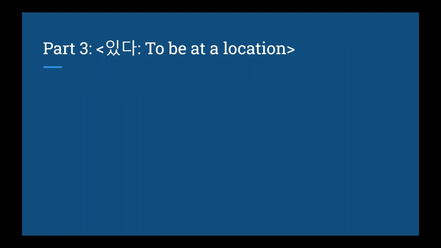Now let's go back to 있다. The second meaning of 있다 is to be at a location. For example, if I wanted to say, I am at the tree, well in Korean this would be 저는 나무에 있다. 저 being I, 나무, the tree. 에 is what we just learned, the particle that indicates a place, and 있다 being I am at that location.